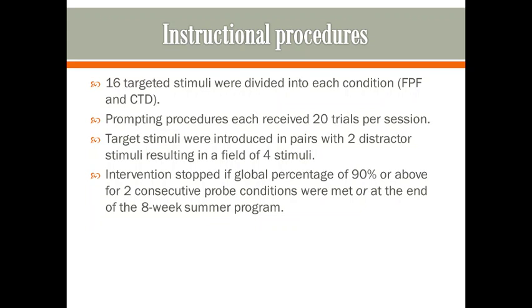So the intervention was stopped if the participant received a global mastery percentage of a 90% success rate or above for 2 consecutive probe conditions, or at the end of the 8-week summer program, whichever one came first. So global mastery is defined as the total number of correct responses that the participant made for all targeted stimuli in the probe condition.